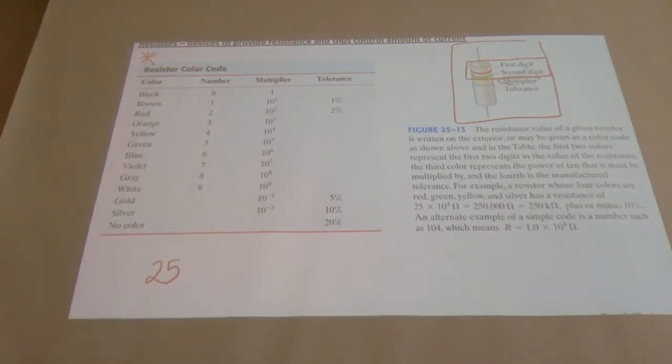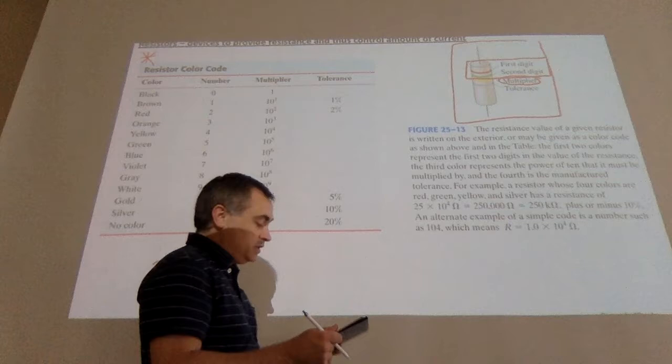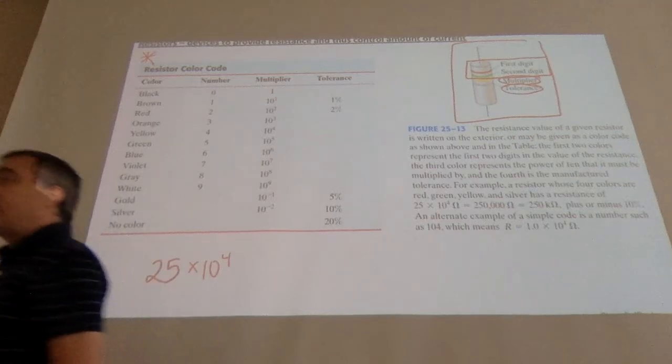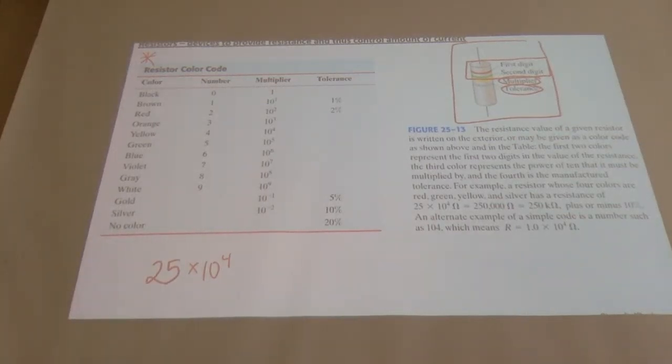Looking at the third one, it is the multiplier. It's going to tell you times 10 to the what, okay? Here, our third one is yellow. Yellow, you can see in our diagram, corresponds to times 10 to the 4th. So you can put that down. And then the last one is the tolerance. It's basically the uncertainty: what range does the value actually fall within? You can see we have a silver band there, which says 10%. So this is 25 times 10 to the 4th, plus or minus 10% of that value, okay? Which is really quite a large range of resistance, okay?